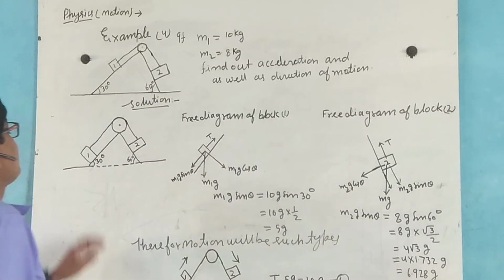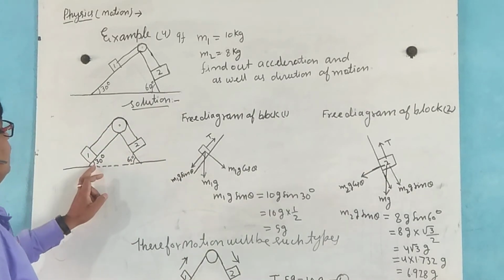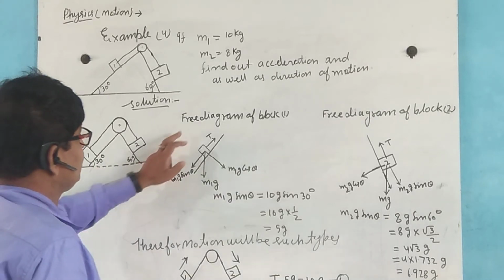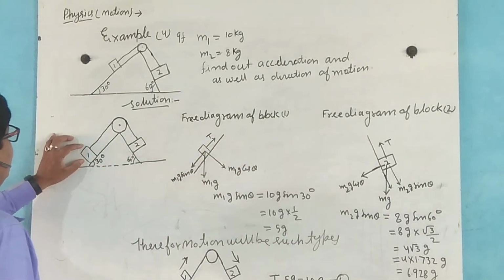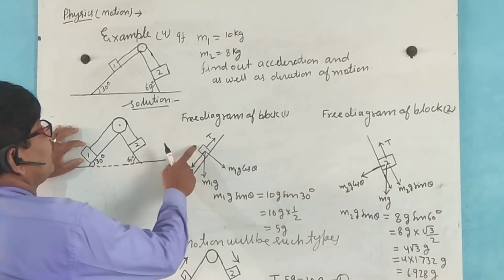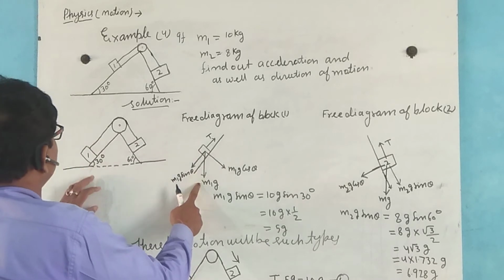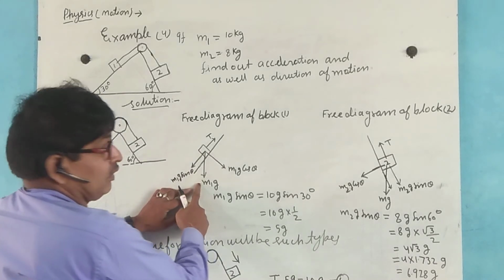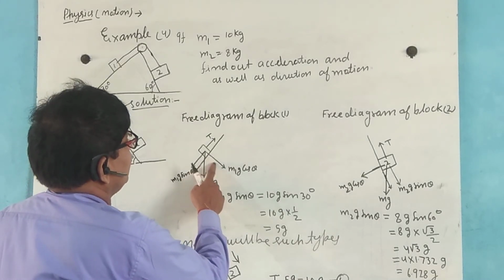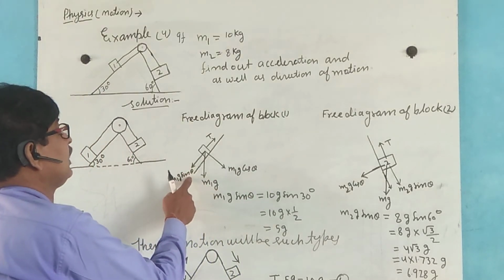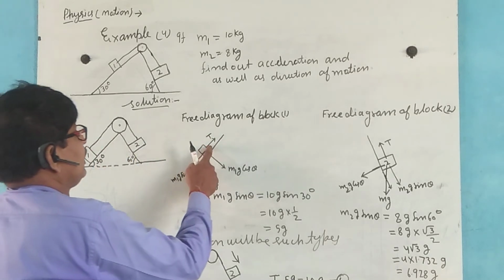Now, this is the block M1, this is M2, this is the pulley, and we write here the free body diagram of block A. This is block A, so that its weight acts in the downward direction, M1g, and resolve it into two parts, M1g cos theta and M1g sin theta, and tension T creating in the string here.